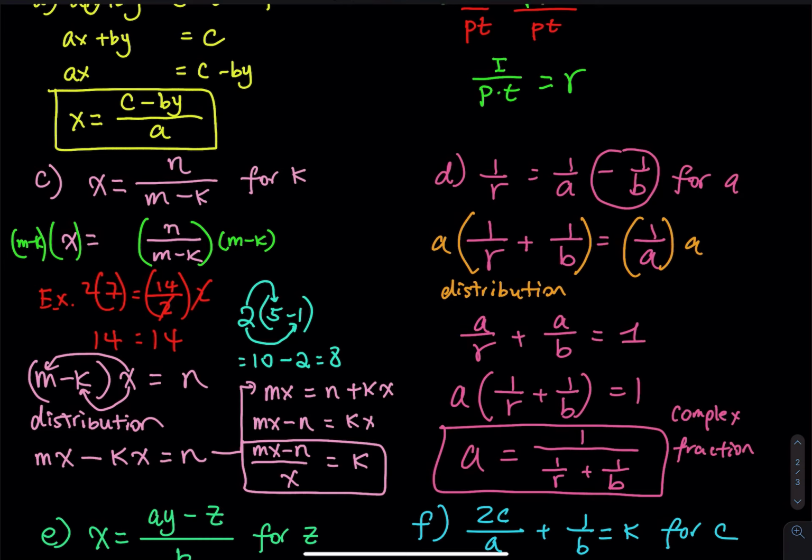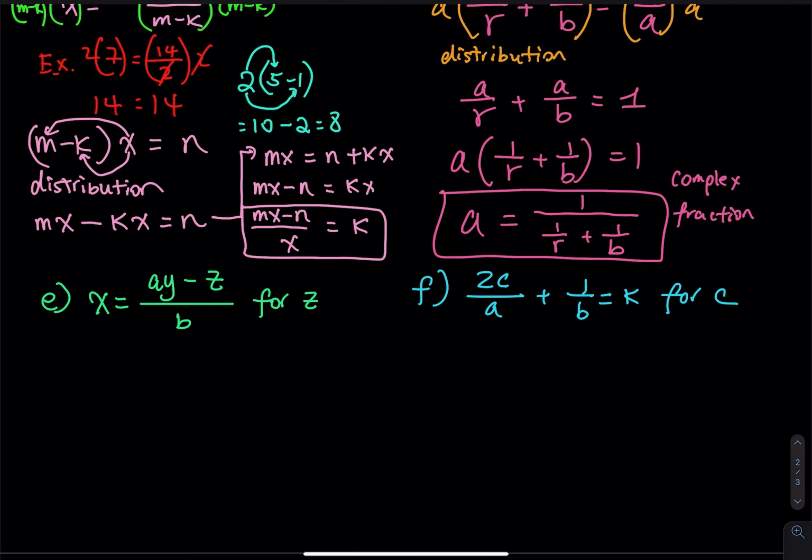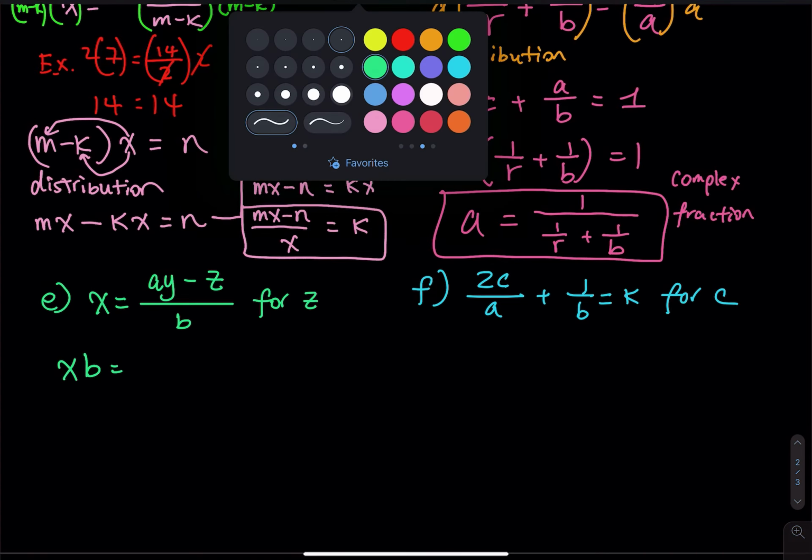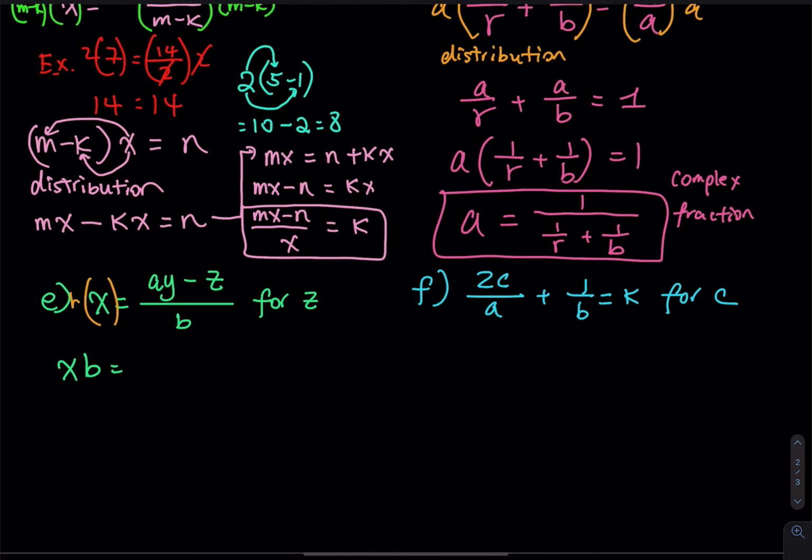Okay, moving on to the next problem, part E. So this time we are trying to solve for z. Okay, so how about this? We multiply b on both sides first. So first of all, we multiply both sides by b. So we have x times b equals to, just like this, multiply both sides by b. So the two b's on the right side got cancelled. That is equals to ay minus z.